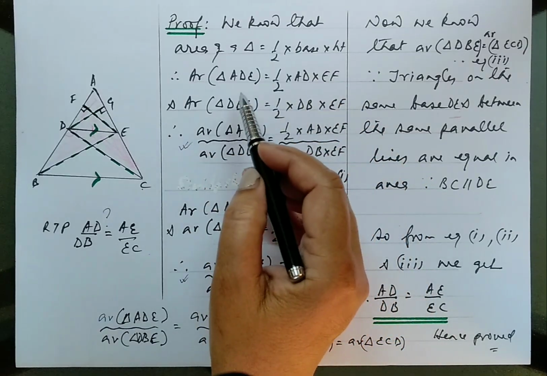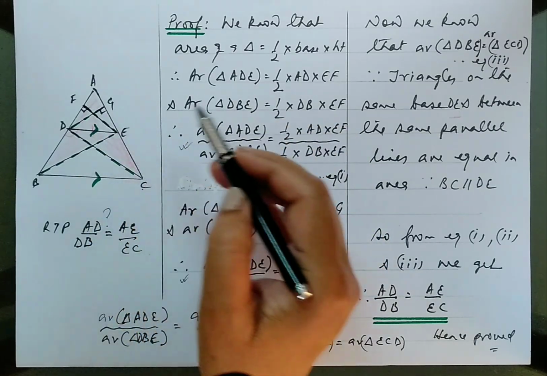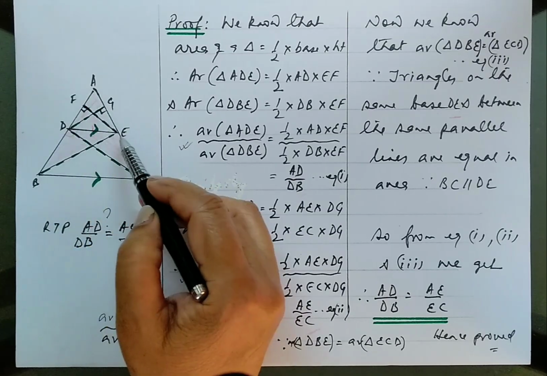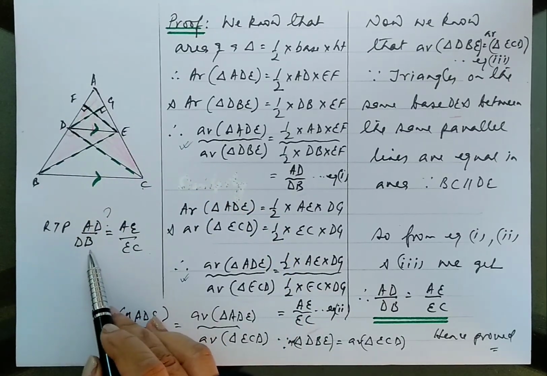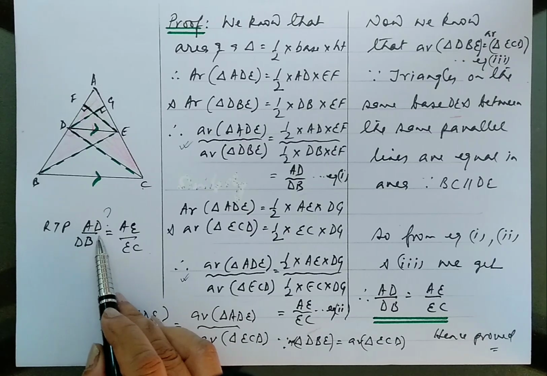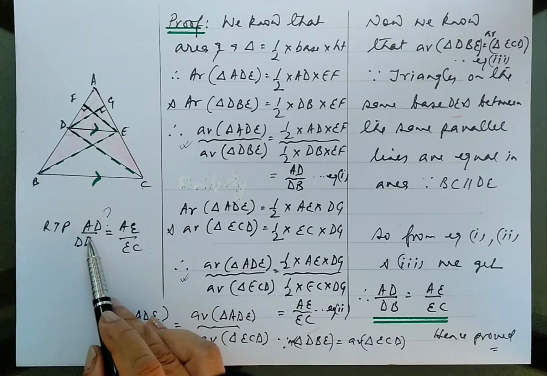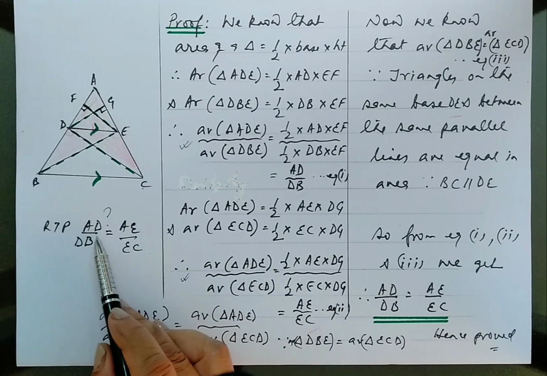Now, we pick up triangle ADE and triangle DBE. Remember, ADE and DBE. Why so? Because first we are heading towards AD upon DB, which means AD is the hero over here, and below, in the denominator, DB is the other hero. So we can't avoid them, they can't be ignored. So we have to pick up AD.